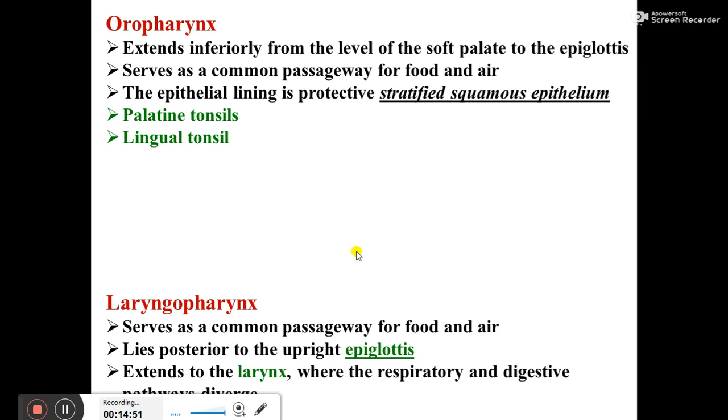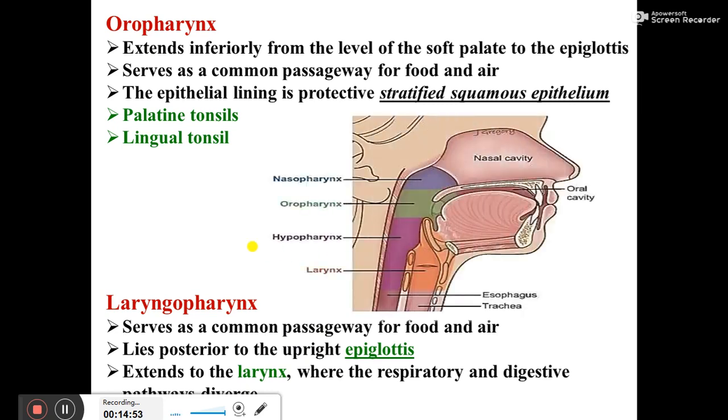Now next, oropharynx and laryngopharynx. Laryngopharynx is another word for hypopharynx. So what is oropharynx? Here it is. It extends inferiorly from the level of the soft palate to the epiglottis. It is a common passageway for food and air. You can see here, it is a common passageway for the food as well as for the air. It also shows a lining of stratified squamous epithelium.